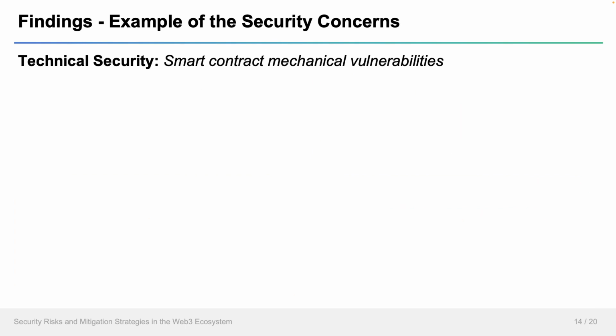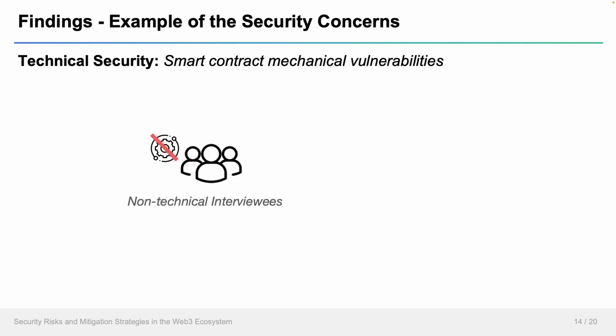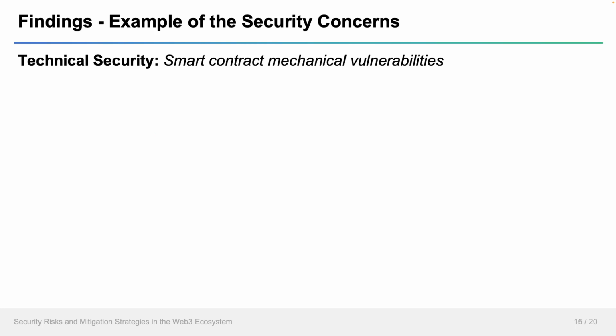Let's take smart contract mechanical vulnerabilities as an example of technology-related security issues. Interestingly, participants without a technical background exhibit an absolute blind spot in their knowledge about this topic. Not only do they lack the inclination to delve deeper into understanding it, but they also confidently believe that such issues won't affect them personally. Some even assume that smart contracts deployed on the blockchain are inherently free from security problems. They lack an understanding of the mechanisms behind the smart contract mechanical vulnerabilities.